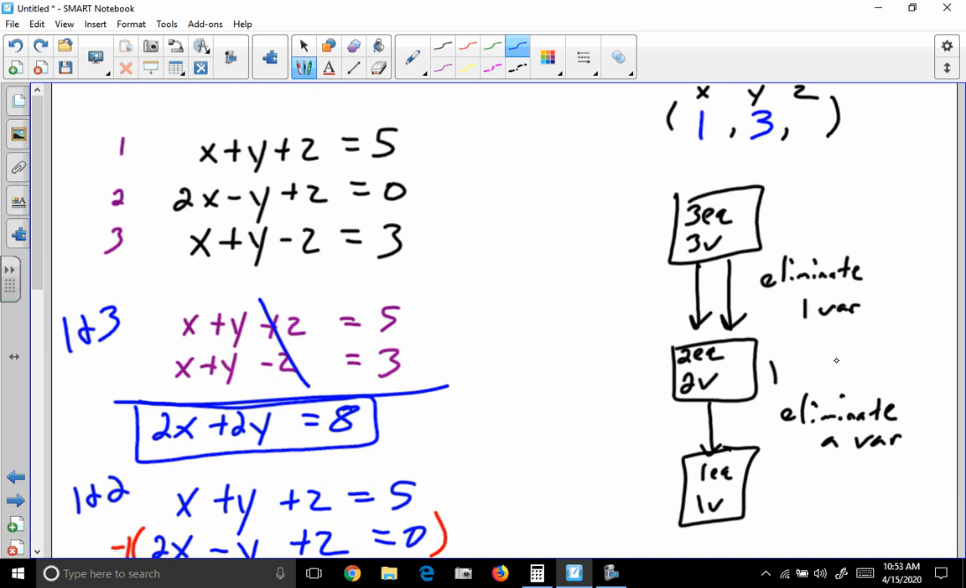All right, so we found x and y, so now we need to find z. So pick an equation that has z and plug in x and y. I'm going to just use this top one. In this top equation, in place of x, we put a 1. In place of y, we put a 3. And we're looking for z. 1 plus 3 is 4. So if we subtract 4 from both sides, we get that z is 1.